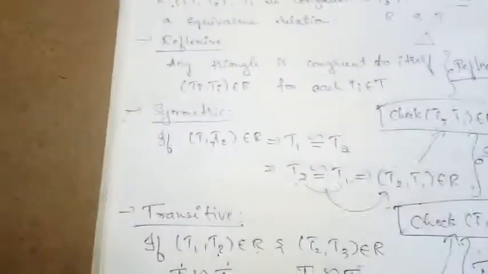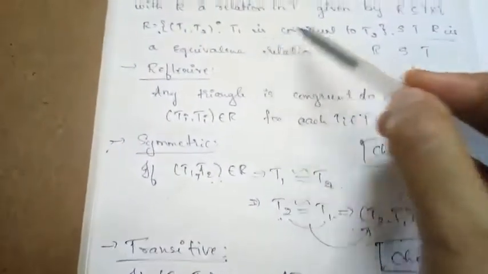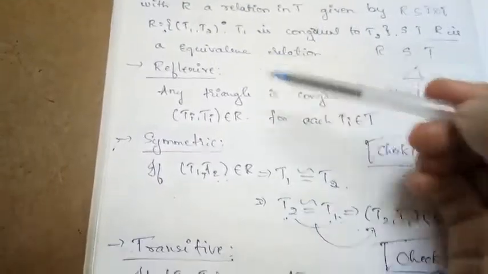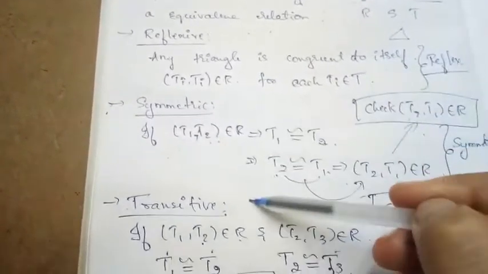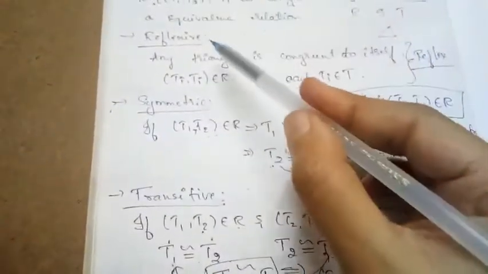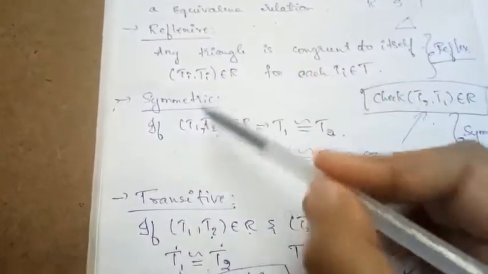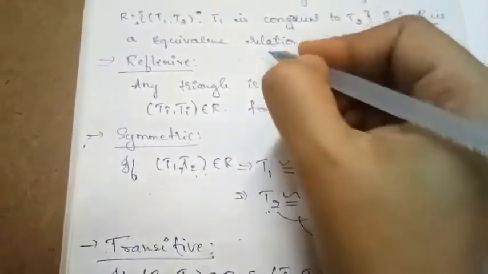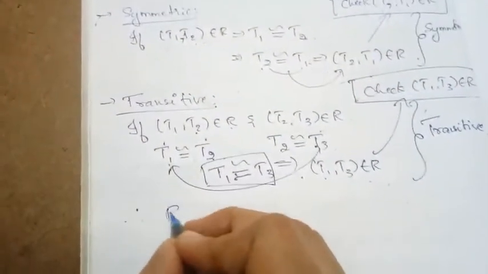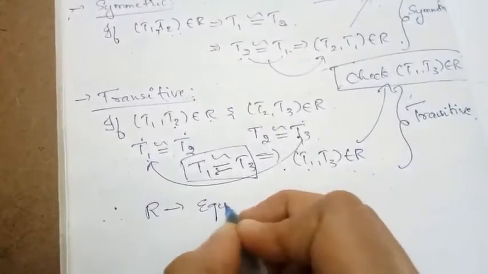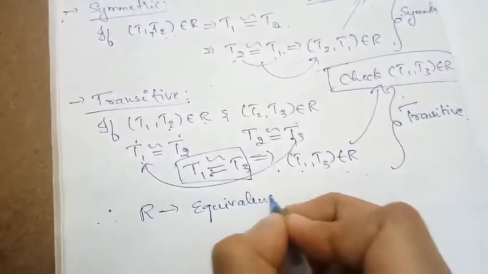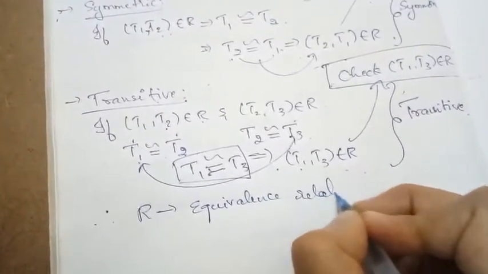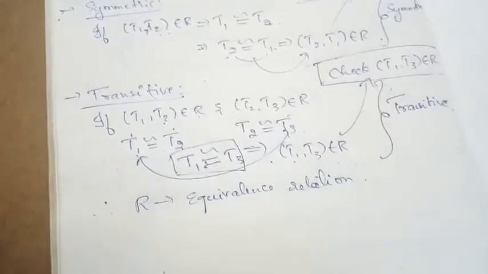So with the general representation, I have checked the given relation. It is reflexive as well as symmetric as well as transitive. If a relation is reflexive, symmetric and transitive, then such relations are called equivalence relations. Therefore, our relation R is an equivalence relation.